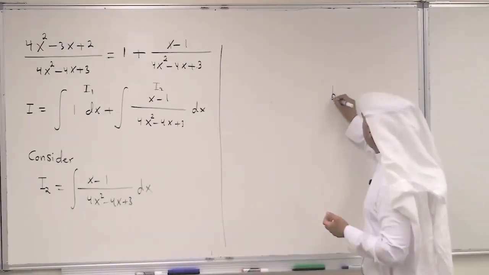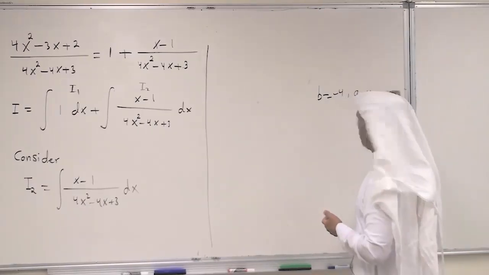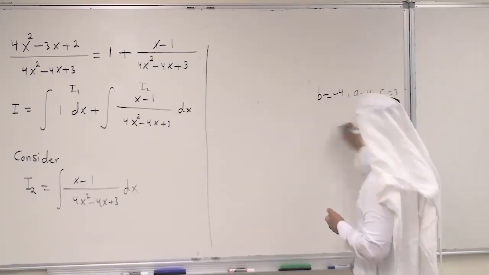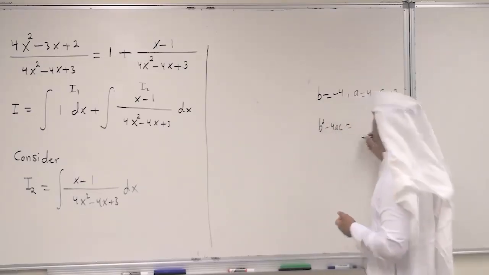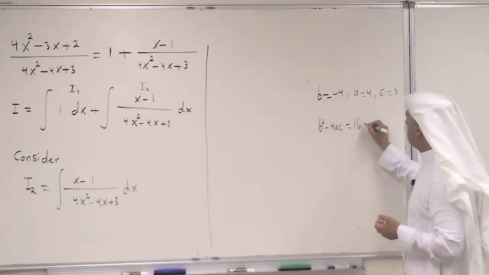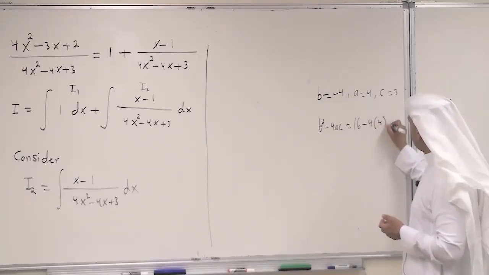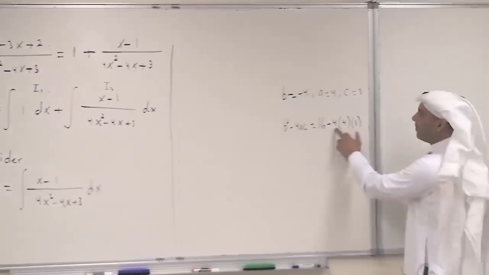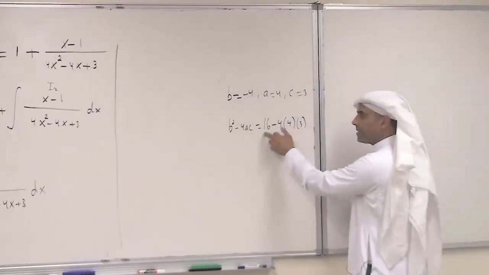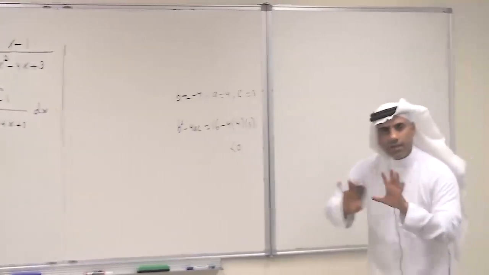What is the discriminant of 4x squared minus 4x plus 3? We have b equal to minus 4, a equal to 4, and c equal to 3. So, if you calculate b squared minus 4ac, b squared will be 16 minus 4 times 4 times 3. Clearly, this is less than 0. 4 by 4 is 16, by 3 is 48, 16 minus 48 is minus 32, so this is less than 0. So this is not factorable.